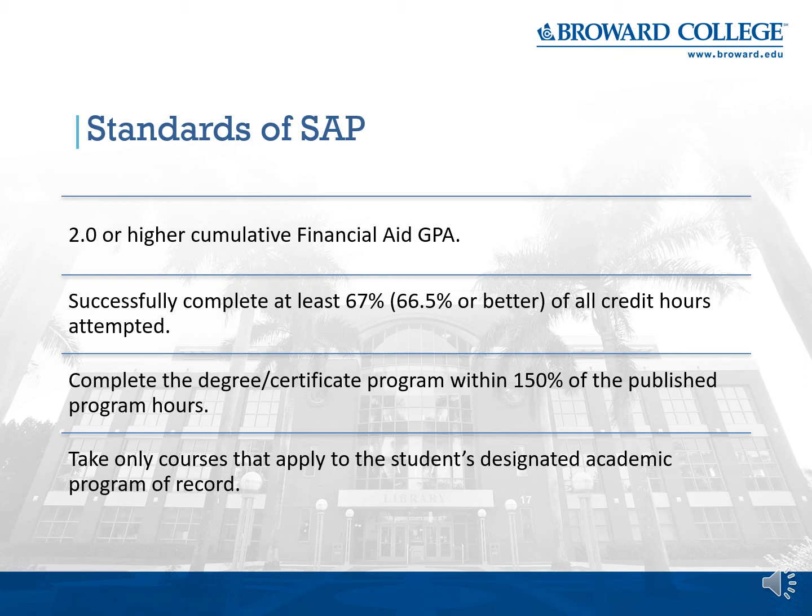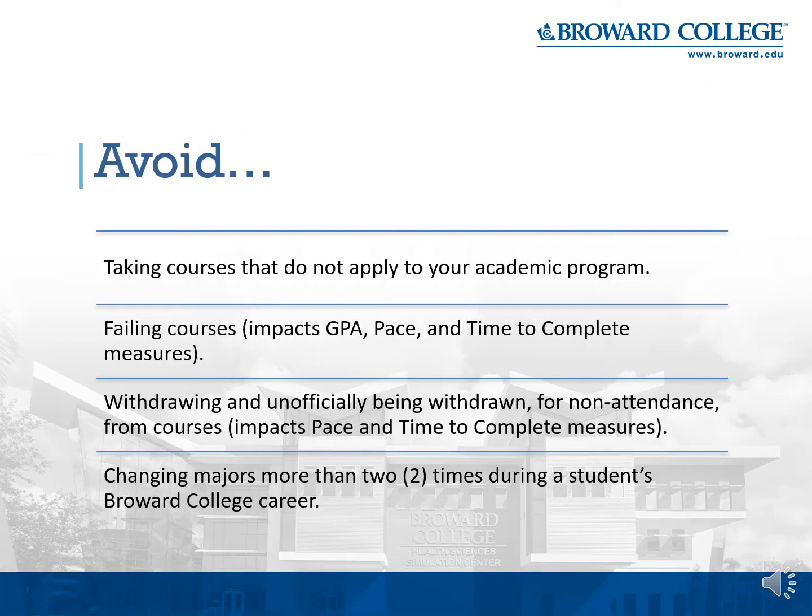Satisfactory academic progress tells you that you are progressing toward your degree in an orderly fashion. You don't want to progress too slowly, and you don't want to have excess credits. So you want to avoid taking courses that don't apply to your major, avoid failing courses, avoid withdrawing from courses, and avoid changing your major.